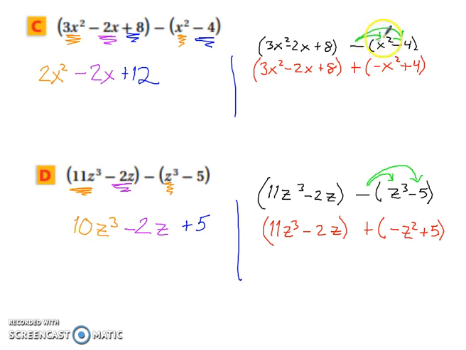If it helps, you can think of it in terms of distribute the negative. So you're looking at 3x squared plus 2x plus 8 plus negative x squared plus 4. And then you would do the same thing as you had done earlier in the video. Let's look at D. So we have 11z to the third minus z to the third, which gives us 10z to the third. And then we have a minus 2z, and then minus a negative. So that's like adding a positive, so plus 5. Once again, if it helps, distribute the negative and then add like you did earlier in the video.